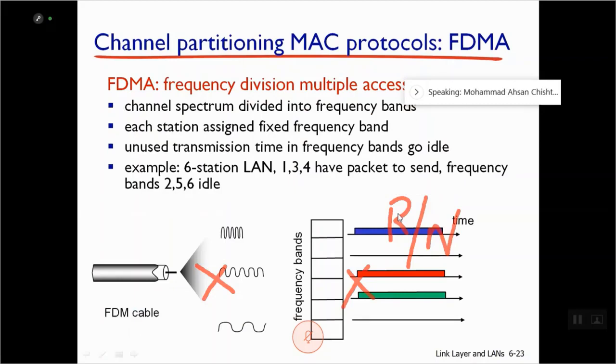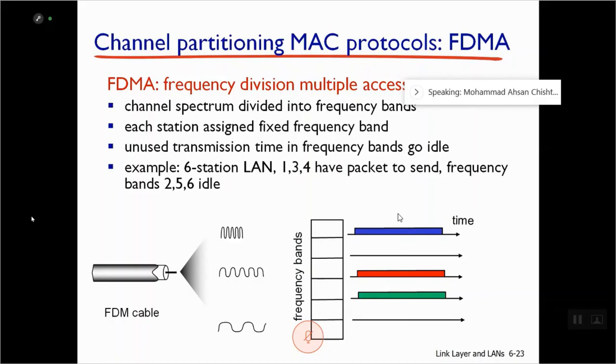Compared to that, the second one that we have is FDMA, frequency division multiple access. Now, it basically is a channel spectrum division protocol in which you divide the channel into frequency bands. Each station is assigned a fixed frequency band. Like it's shown here in the figure, we have, let me clear the annotation, an FDM cable, all right?